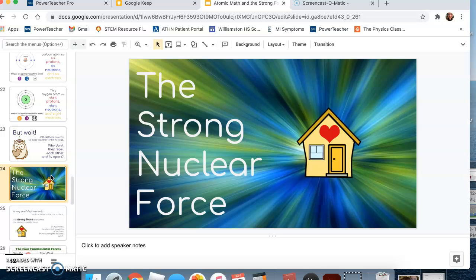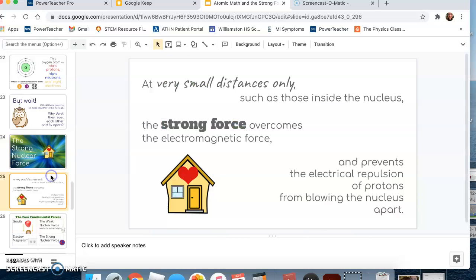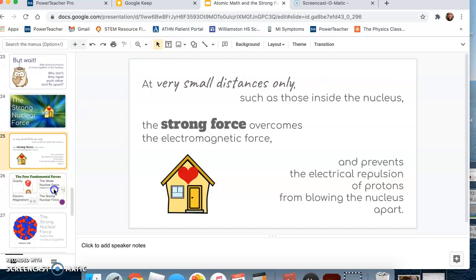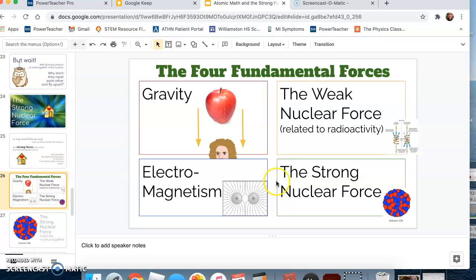And this is one of 4 fundamental forces that kind of make the world what it is. So the strong force works at very small distances only, such as those inside the nucleus. The strong force overcomes the electromagnetic force and prevents the electrical repulsion of protons from blowing the nucleus apart. So I like to think of the strong force like the love that keeps our families together in our tiny houses, right? Even when we might want to have more space all on our own, right?